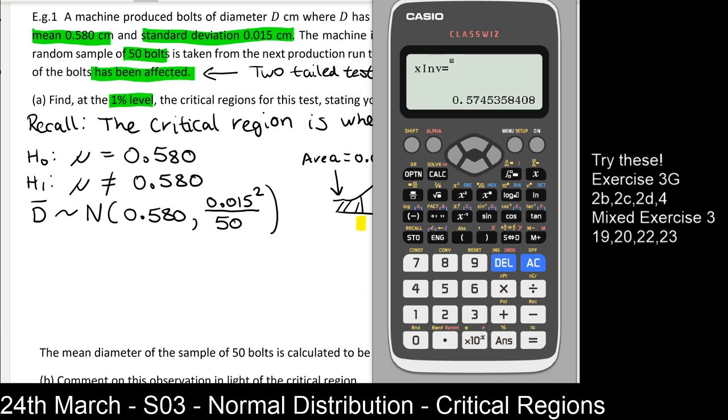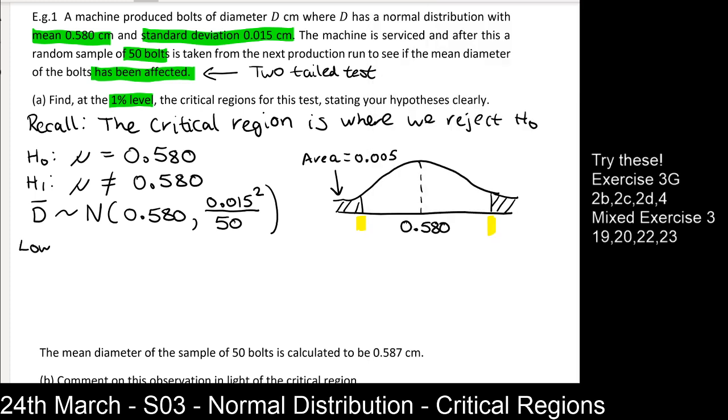I put that in, and what I get is 0.5745. So my lower tail is going to be 0.5745. So what this means is anything lower than 0.5745 means I reject the null hypothesis. Anything lower than that is too far away from the mean. Now let's do our upper tail.